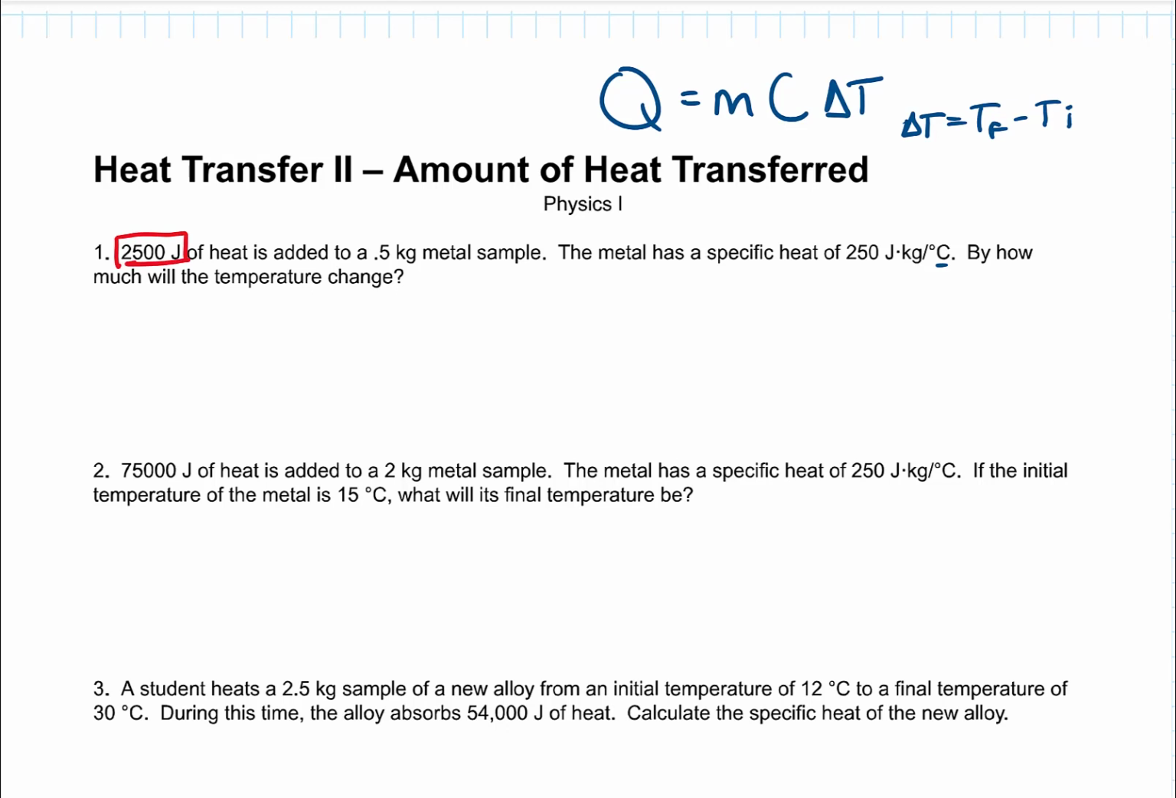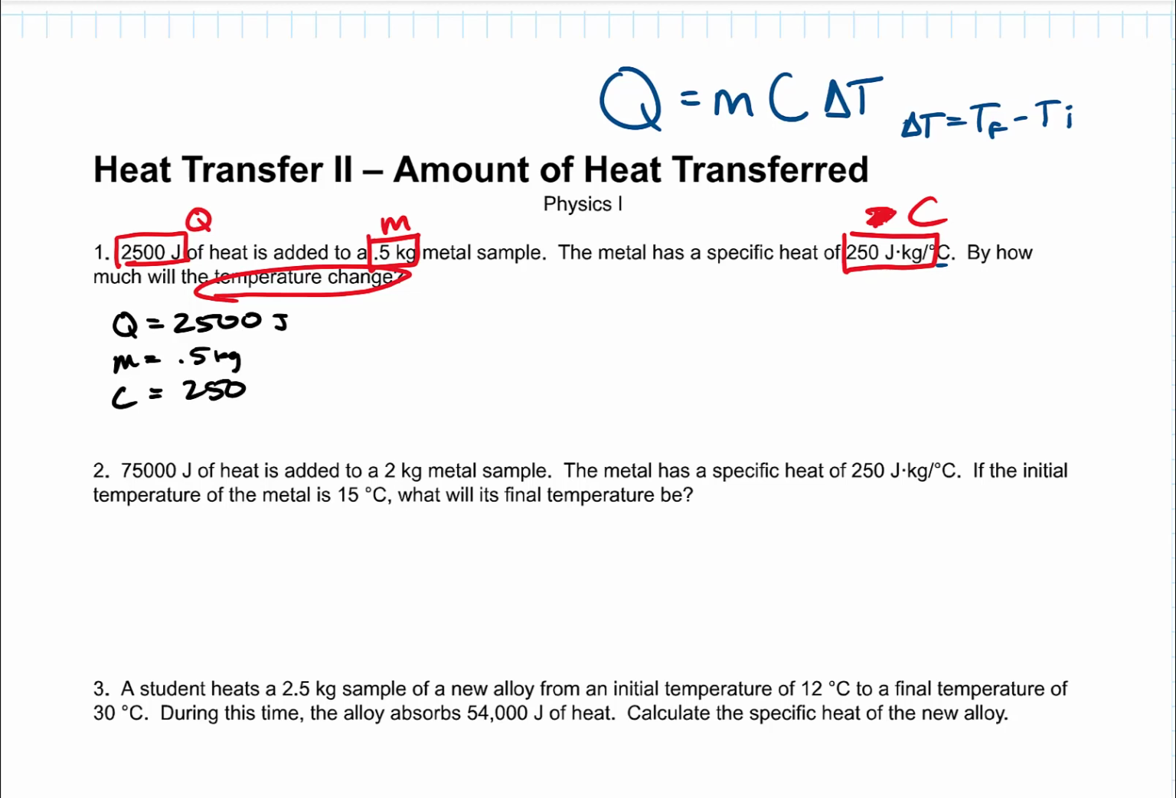2,500 joules of heat, that's our Q, is added to a 0.5 kilogram metal sample. That's the mass. The metal has a specific heat of 250 joules per kilogram. That's our temperature. And it wants to know how much the temperature will change. So our knowns, our Q is 2,500 joules. Our mass is 0.5 kilograms. I lied over here. That's not T. That's our specific heat of C. C is 250 joules per kilogram per degree Celsius. And our unknown is delta T.